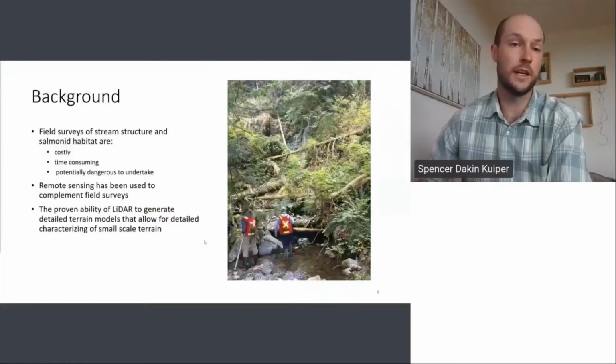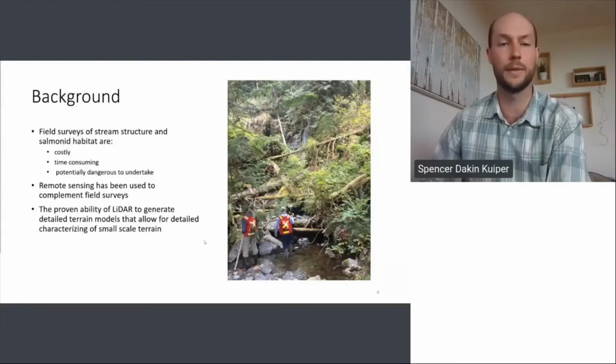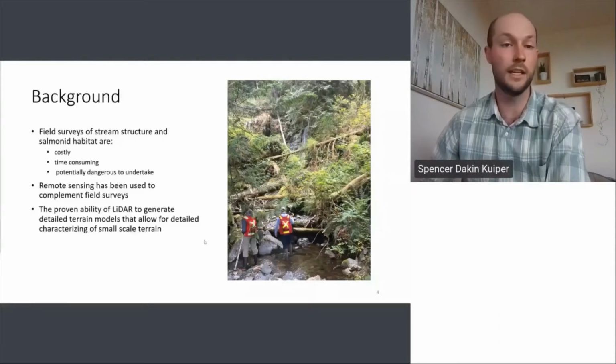So field surveys of stream structure and salmonid habitat are costly, time-consuming, and can be dangerous to undertake in larger streams in more remote areas. So remote sensing has been used to complement these field surveys for a long time now, and the proven ability of LiDAR to generate detailed terrain models that allow for an in-depth characterization of small-scale terrain is becoming increasingly valuable.